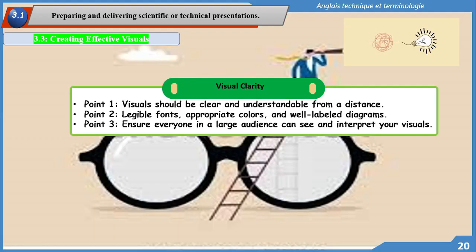Visual clarity is key when you're presenting to an audience, especially a large one. It's essential that everyone in the room can clearly see and understand your visuals. This involves using legible fonts, choosing appropriate colors, and ensuring that diagrams or charts are well labeled. Clarity in visuals aids comprehension.